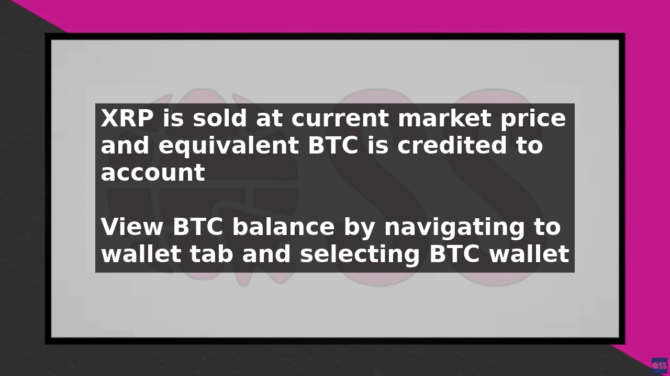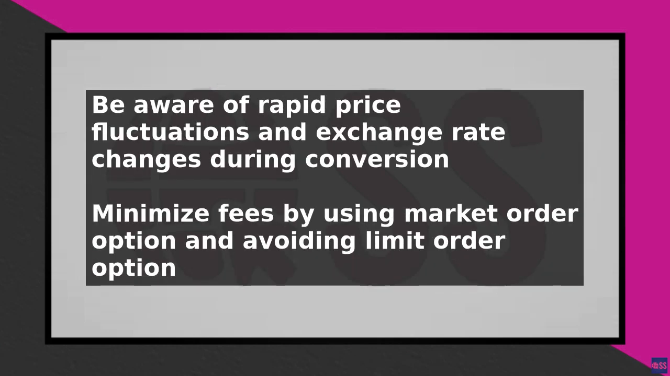It is essential to note that the price of XRP and BTC can fluctuate rapidly, and the exchange rate may change during the conversion process. Additionally, Binance charges a small fee for each transaction, which will be deducted from the amount of BTC you receive. To minimize fees and get the best exchange rate, it is recommended to use the market order option and avoid using the limit order option.